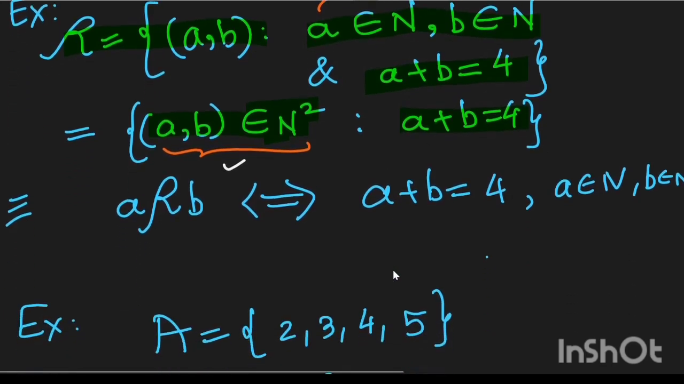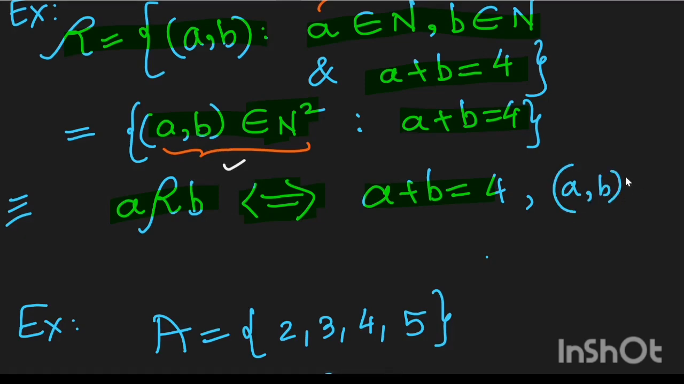Now another way of writing this relation is, as I said, a R b, with a double arrow both sides, if and only if a plus b is equal to 4, a in N, b in N. Instead of this, I can also write what we have seen here: (a, b) belongs to N square. That way also it can be described.